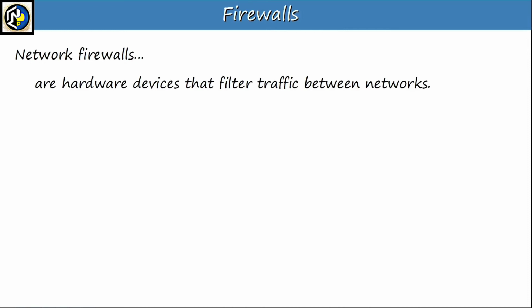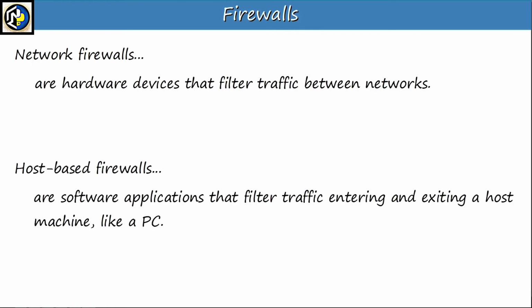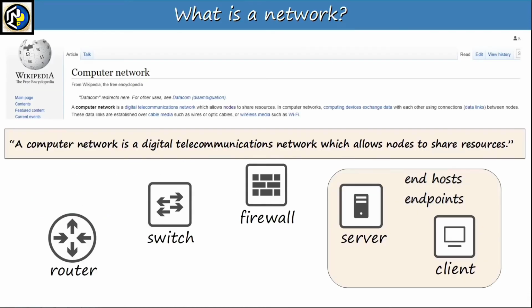The two firewalls we looked at in the previous slide are network firewalls. Network firewalls are hardware devices that filter traffic between networks. These are the kind of firewall we will focus on in this course, as it is a networking course. However, there are also host-based firewalls. Host-based firewalls are software applications that filter traffic entering and exiting a host machine, like a PC. Your PC almost certainly has a software firewall installed, as it should. Even in a network with a hardware firewall, each PC should include a software firewall as an extra line of defense.